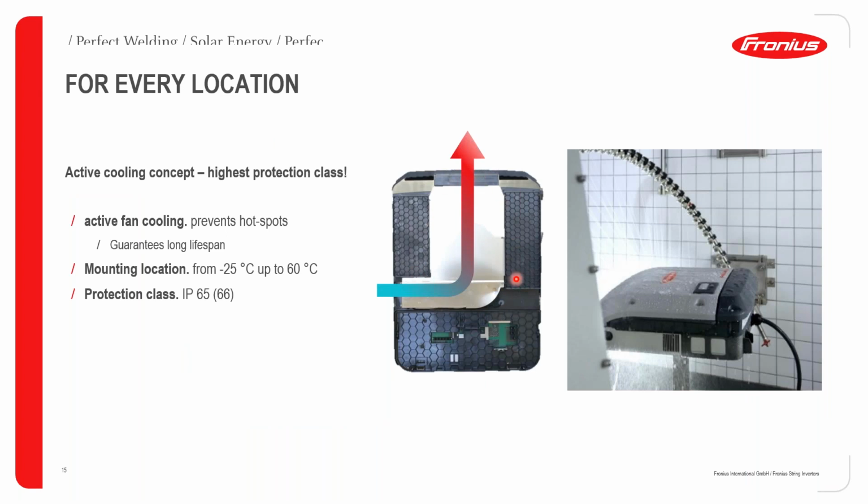This is just a closer image of how the heatsink actually looks. Here we can clearly see the air being pulled in and then passed over the heatsink, and then it will escape from the top of the inverter. Using active cooling, we can really achieve mounting locations from minus 25 degrees Celsius up to 60 degrees Celsius ambient temperature. And the protection class is IP65.